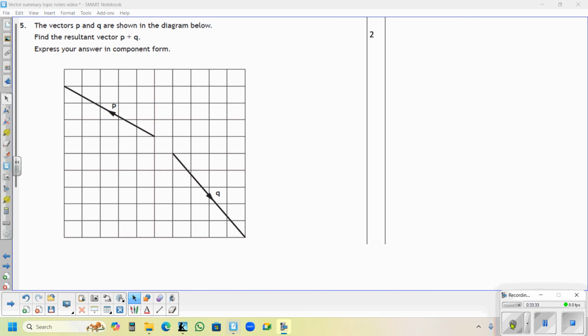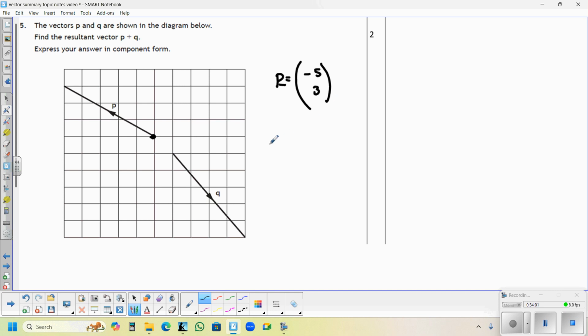Another wee past paper question. It says the vectors p and q are shown in the diagram below. Find the resultant vector p plus q. Express your answer in component form. Right, so there's vector p, it's starting there and it's going in that direction. So it's going to the left by 1, 2, 3, 4, 5. So p vector is going to be negative 5, put in the equal sign. And then it went up, so 1, 2, 3. So it's negative 5, 3.